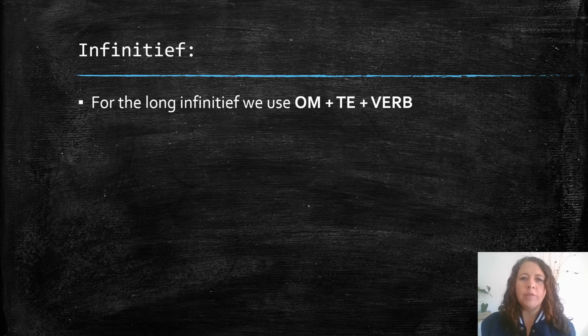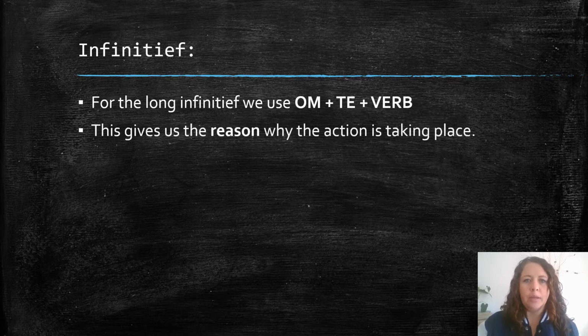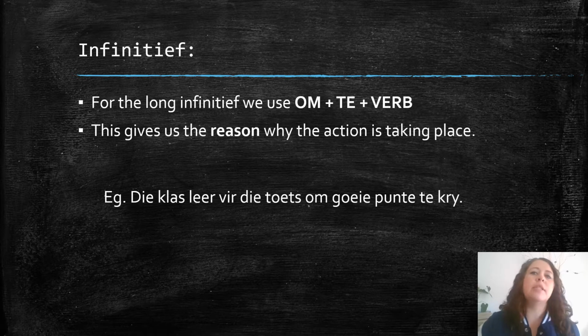Okay, so infinitive, when we use om te, and in grade 10 we only use om te, we call it the long infinitive. The long infinitive, om te, and then after te we have our verb. So the function of an infinitive, die funksie is om vir ons 'n rede te gee. It gives us a reason why the action is taking place.